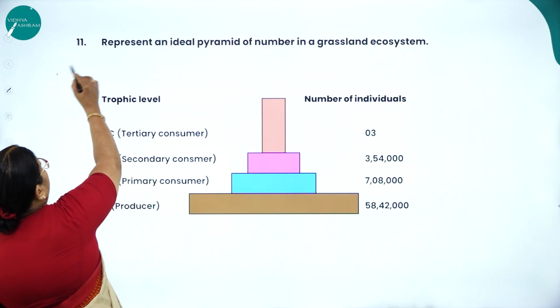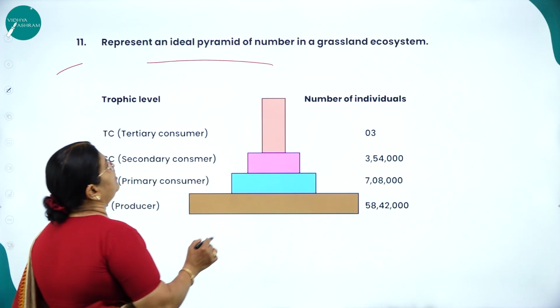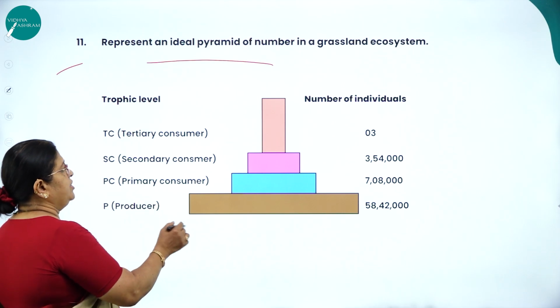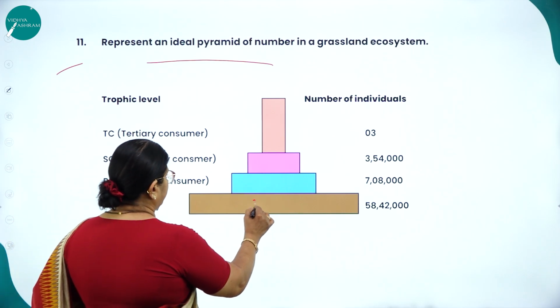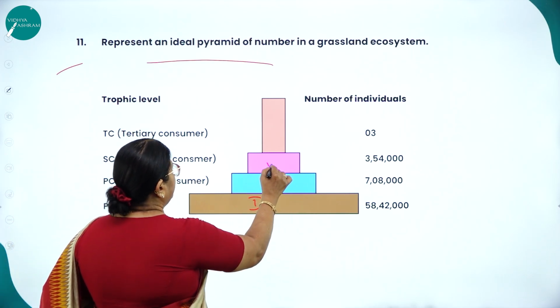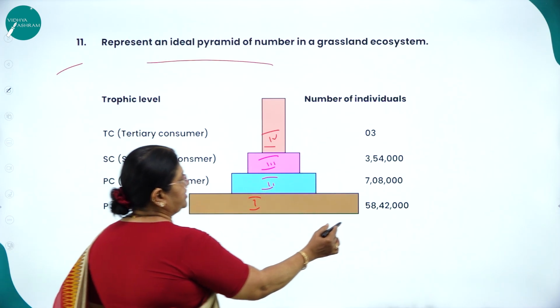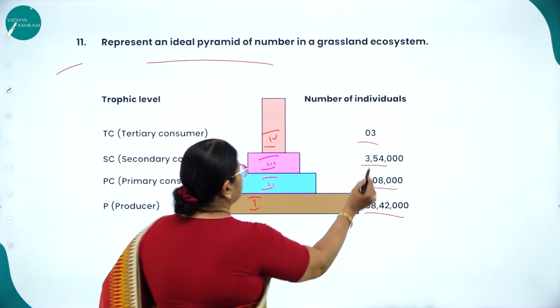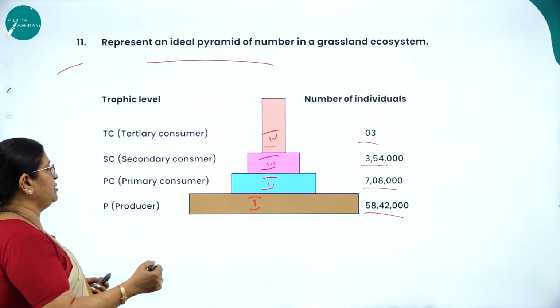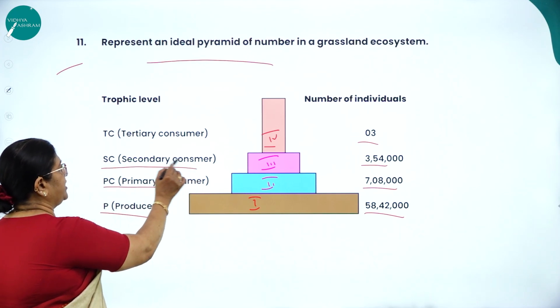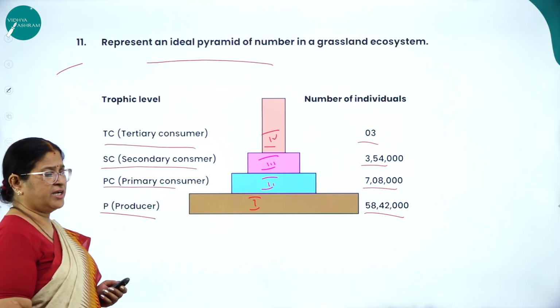Question number 11. Represent an ideal pyramid of number in a grassland ecosystem. This is also important. So this forms the first trophic level, second, third, and fourth. Here, number of individuals is represented. Here you can see how it keeps on reducing from one trophic level to another. So primary producers, primary consumers, secondary consumers, and tertiary consumers.